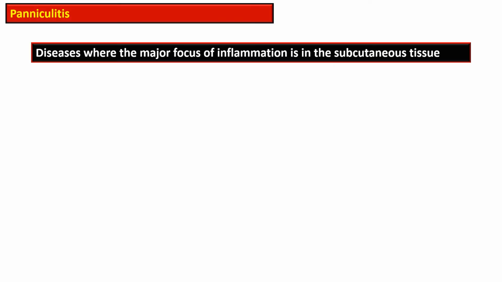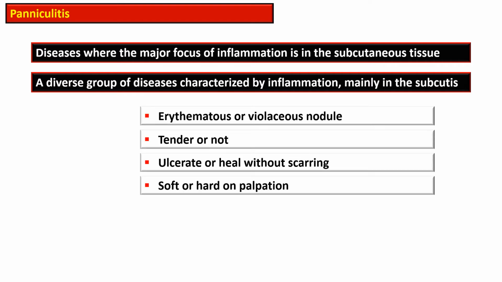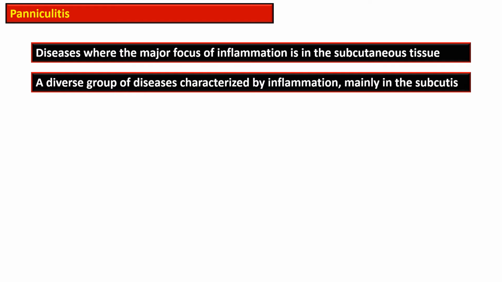The panniculitides are diseases where the major focus of inflammation is in the subcutaneous tissue. So this is a diverse group of diseases characterized by inflammation present mainly in the subcutis. The lesion initially is an erythematous or violaceous nodule. It may be tender or non-tender, ulcerate or heal without scarring, and it may be soft or hard on palpation.